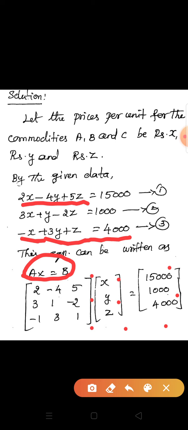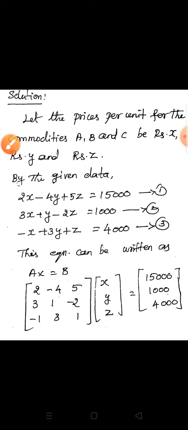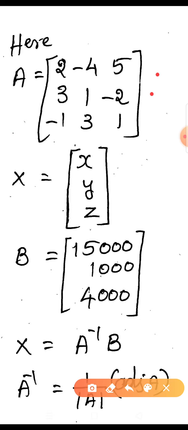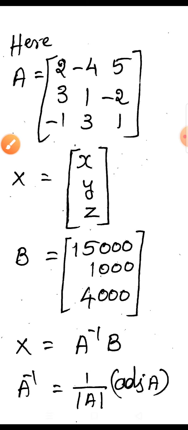Now we are going to solve this equation by the matrix inversion method. Here A is equal to 2, -4, 5; 3, 1, -2; -1, 3, 1. X is the column matrix x, y, z. B is 15,000, 1,000, 4,000. What is the formula? First formula, X equals A inverse B. And second formula, A inverse equals 1 by determinant A into adjoint A.